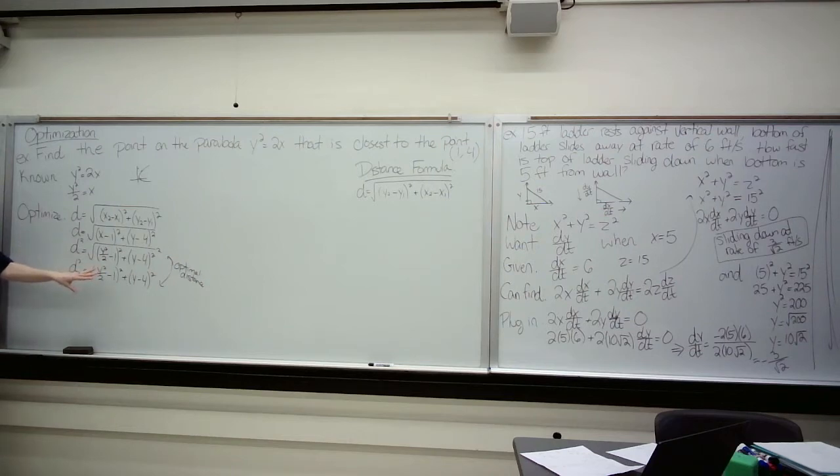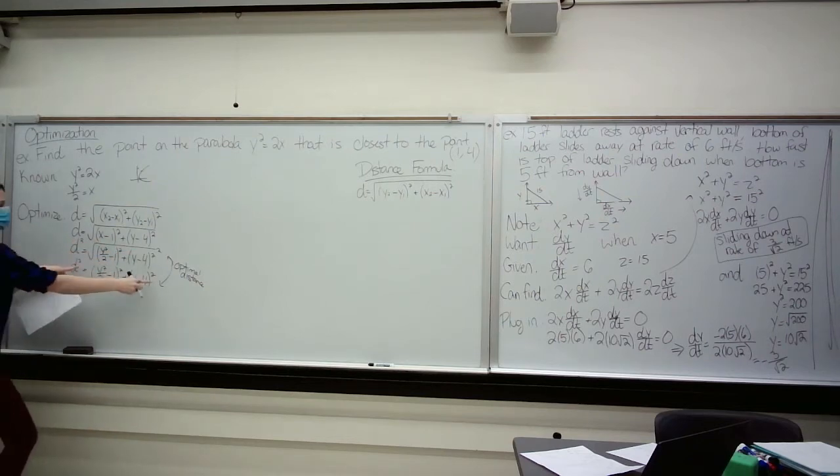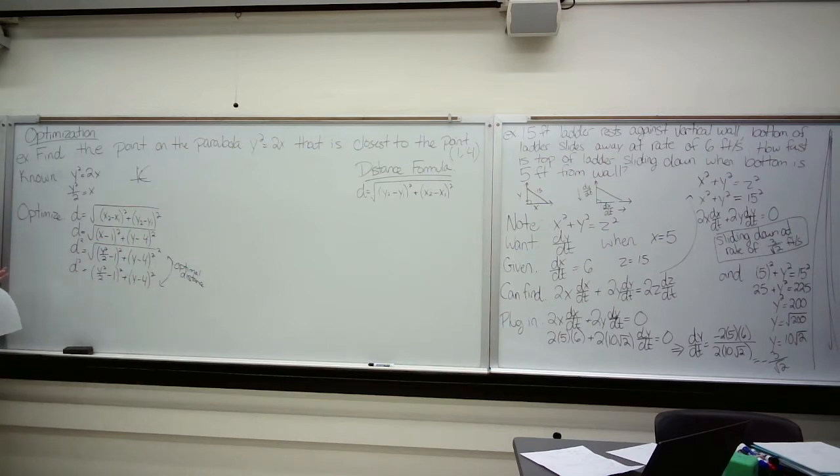Are we okay with that? We have questions about that. Why are you able to remove the square root? So literally what we're doing is squaring both sides. Oh. That gets rid of it.